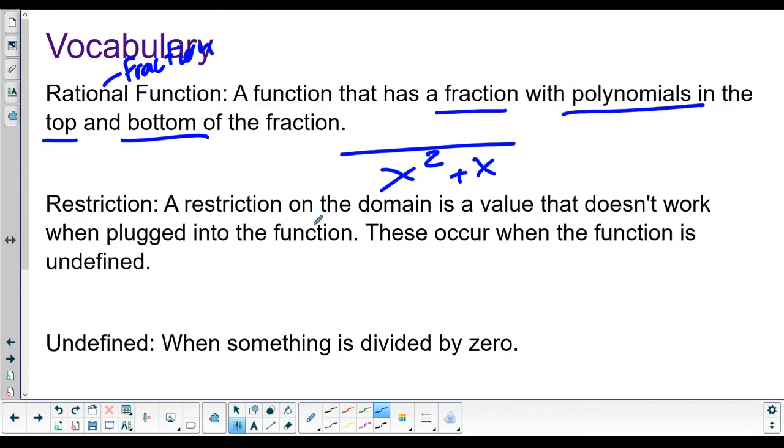Restrictions are restrictions on the domain. That means the numbers I'm allowed to plug in. So a restriction on the domain is a value that doesn't work when it's plugged into the function. These occur when the function is undefined. Mr. Barton, what does undefined mean? I'm glad you asked, kids. It means when something is divided by 0.